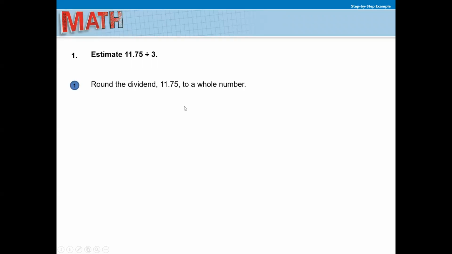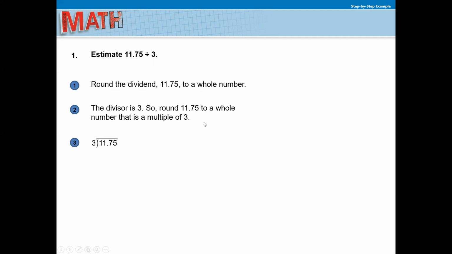Round the dividend 11 75/100 to a whole number. The dividend is the number that goes inside the bracket. It is the number that is being divided. The divisor is 3. That's the number that goes outside the bracket. And we're seeing how many times 3 will go into 11 75/100. We're going to round 11 75/100 to a whole number that is a multiple of 3. That would make it a compatible number.